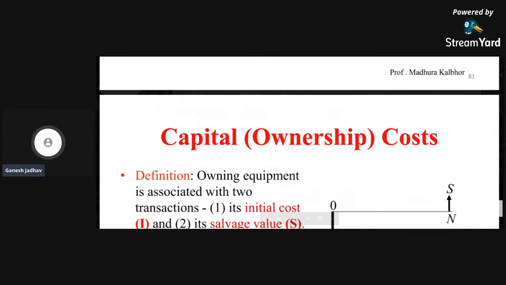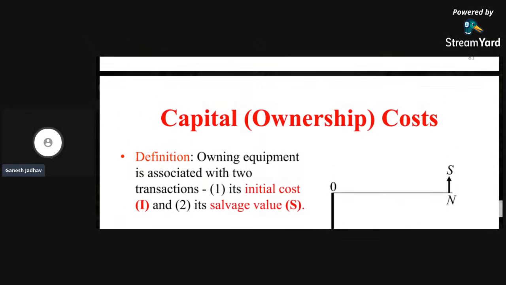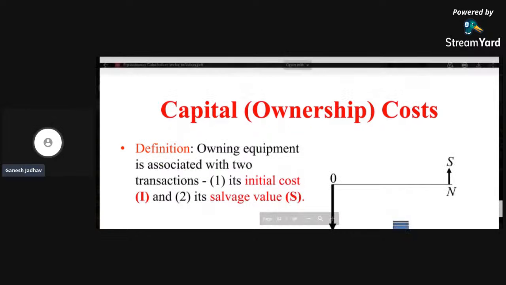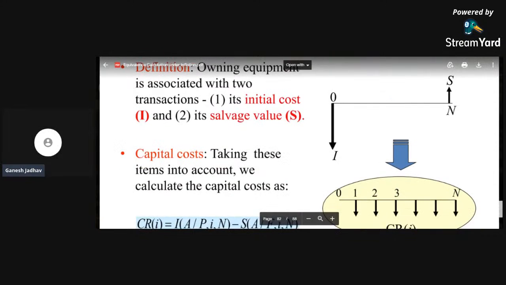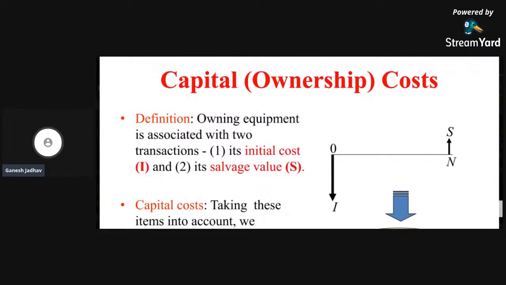Okay, so this is the example. Then another one is capital ownership cost. What is the capital ownership cost? This is the definition of the capital ownership cost. Owning equipment is associated with two transactions.